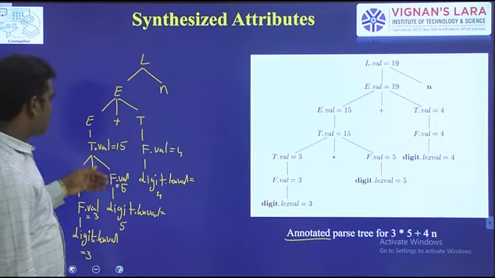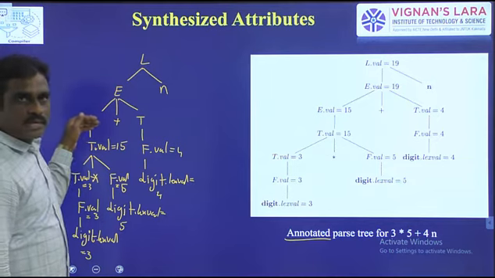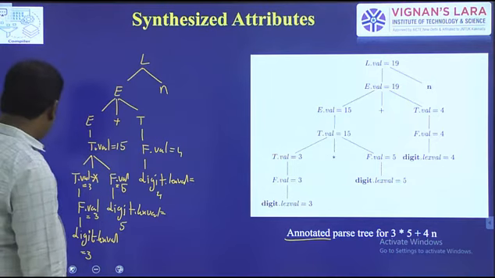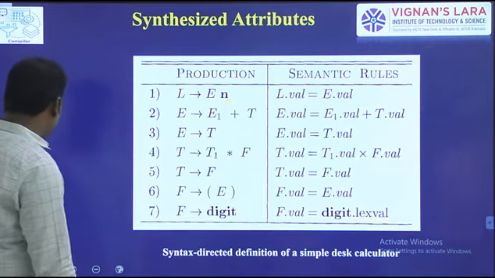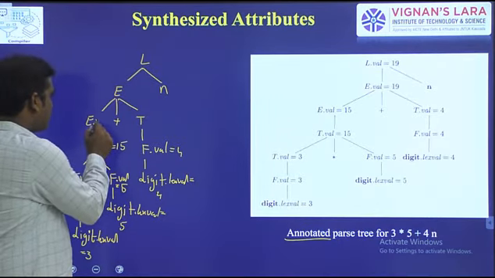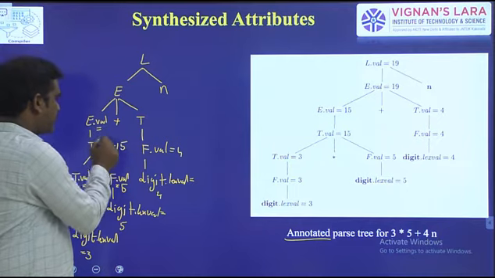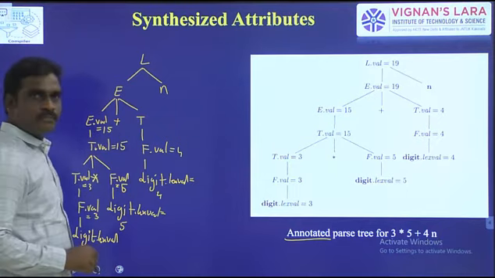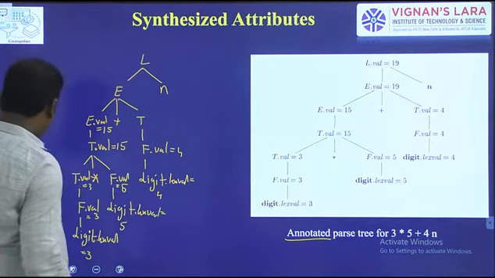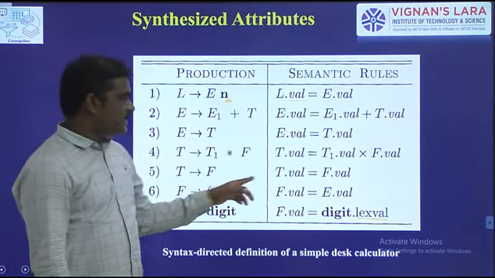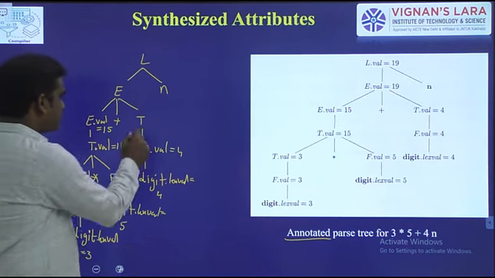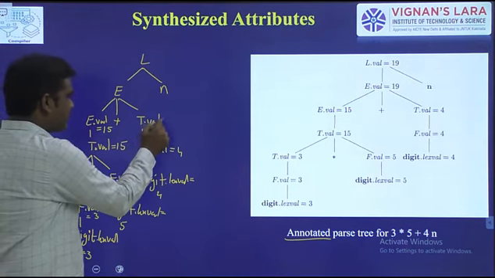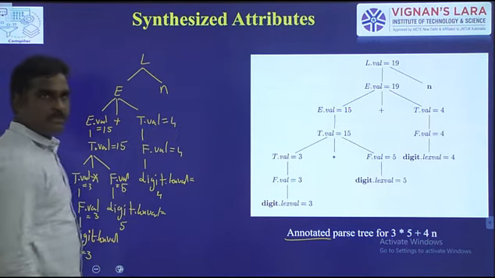Okay. Next one. How to get this value? E to T. E.value equal to T.value. What is the T.value? 15. Same way, T to F. T.value equal to F.value, that is nothing but 4.